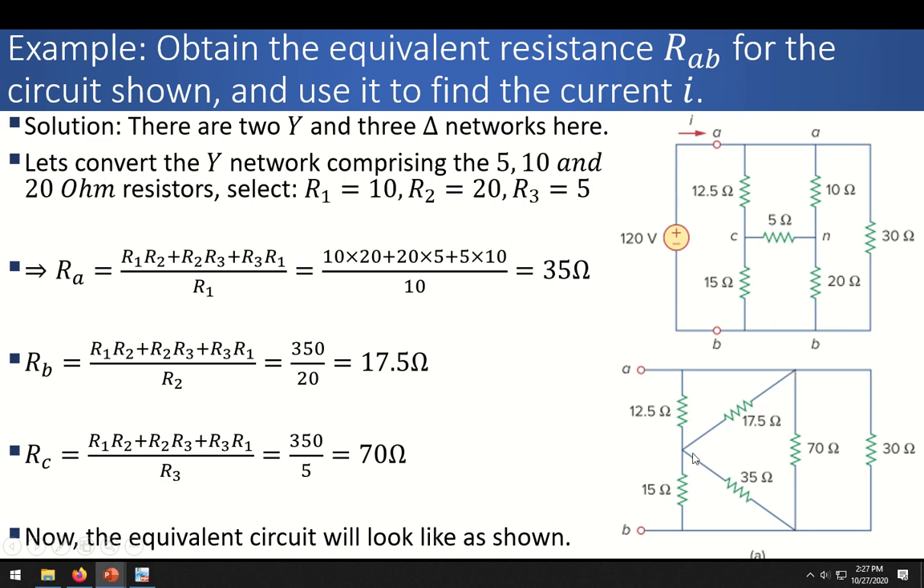So here we have a 35 ohm resistance. This is RA, and this is RB, and this is RC. Now you can see that since we have converted the Y into delta, we can simplify certain resistances. First observation you can make is that 30 and 70 are now in parallel, so we can combine these resistances. Similarly, 17.5 and 12.5 are in parallel, and 15 and 35 ohm resistances are in parallel. So we can combine these two and these two.